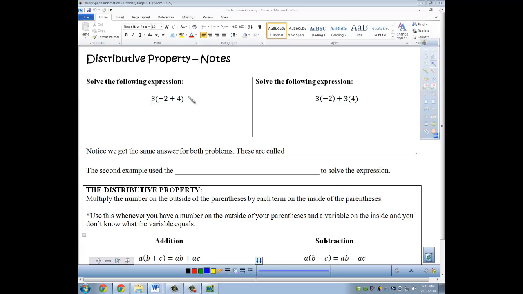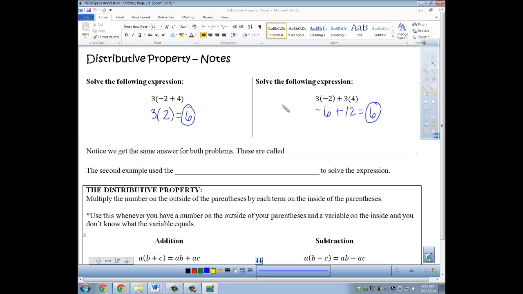We're given this problem: 3 times negative 2 plus 4. Well, order of operations tells us to do parentheses first, so negative 2 plus 4 is 2. 3 times 2 is 6. Now on the right, we're given what looks like a different problem, but it's really not. So let's go ahead and solve it. 3 times negative 2 is negative 6, plus 3 times 4 is 12. Negative 6 plus 12 is 6. We got the same answer.